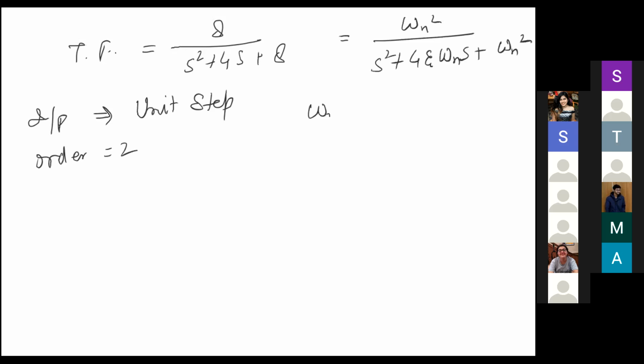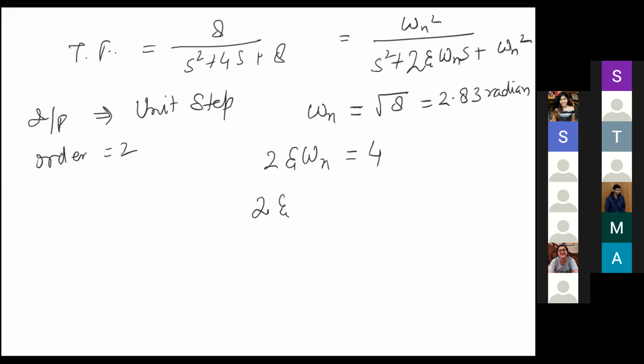And from here we can find out omega n is nothing but under root of 8. So it comes out to be 2.83 radian. Now 2 times zeta into omega n, sorry, this one is 2 times zeta into omega n, is nothing but 4 times 4. And we know that omega n is 2.83. So if we are going to calculate zeta, it comes out to be 0.7067. It is an underdamped system.